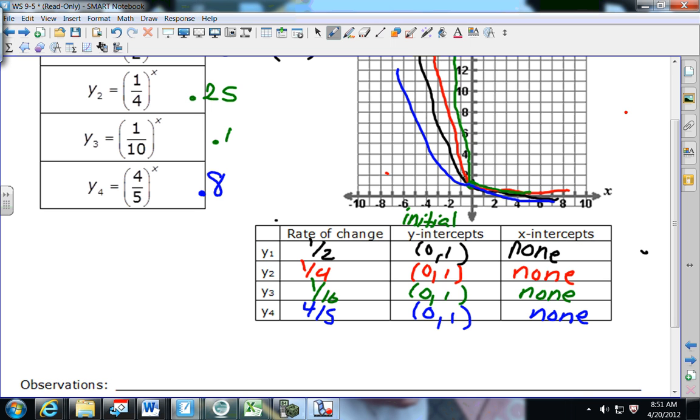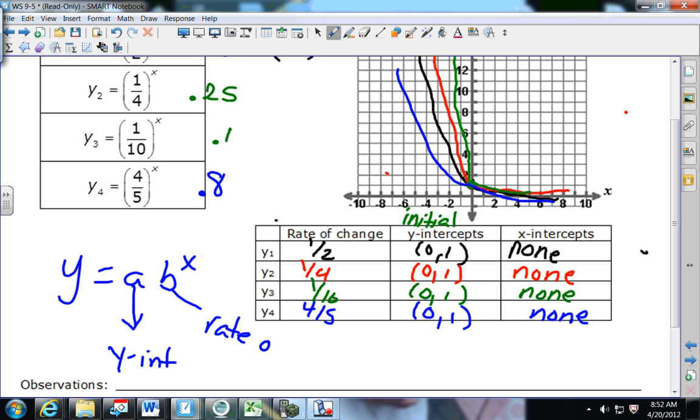Okay, so here's what you need to start seeing. The y-intercept is going to be that initial number, in y equals a times b to the x. That's going to be this one right there. This is going to be your y-intercept. This number right here is your rate of change. Now, let's look at the next one.